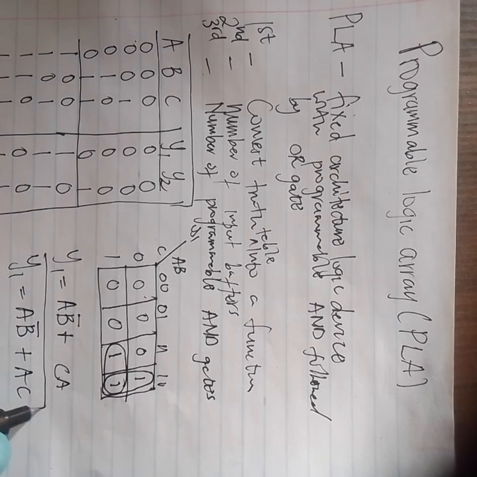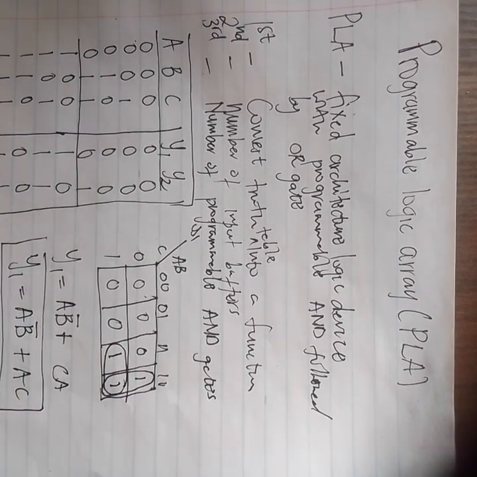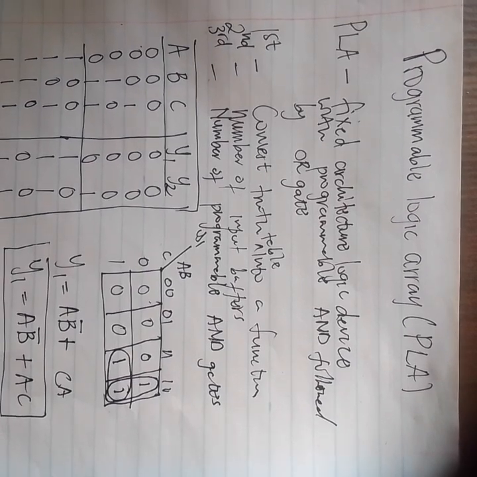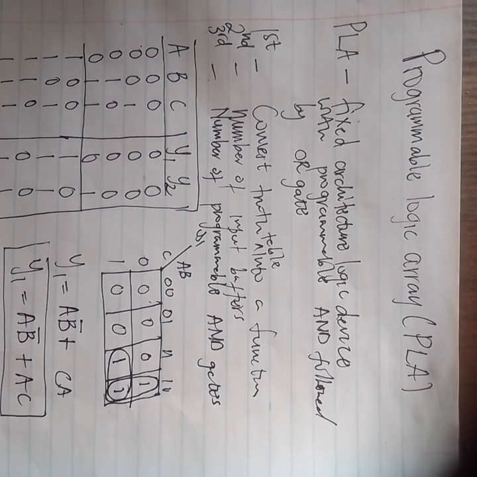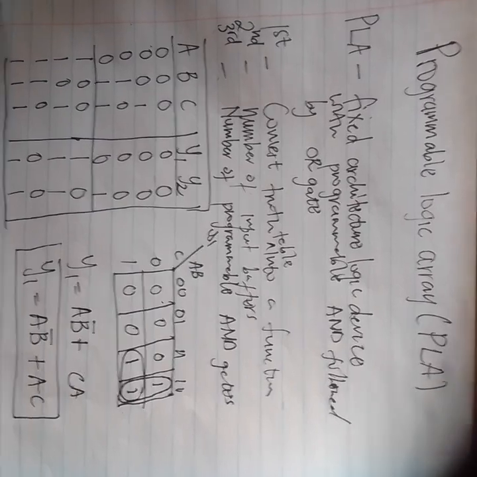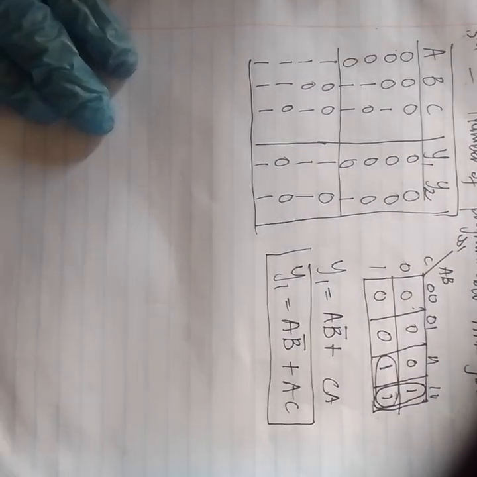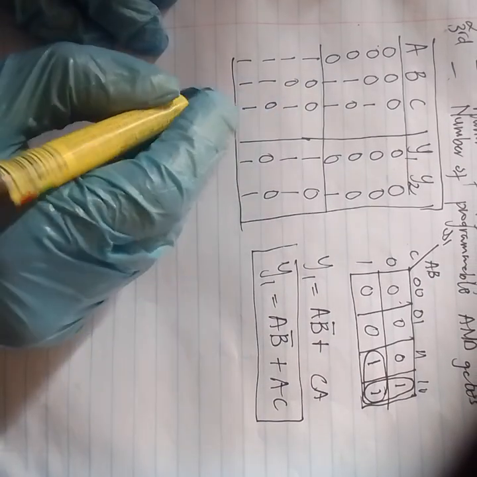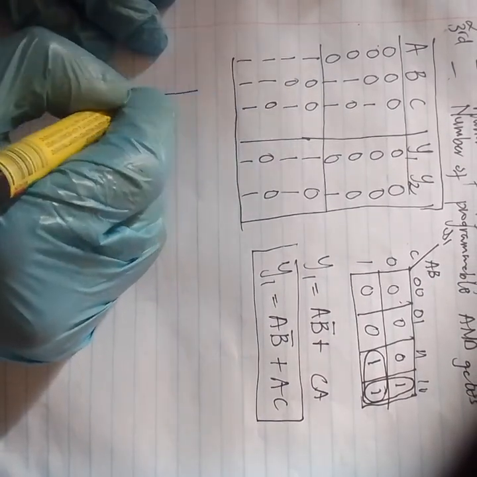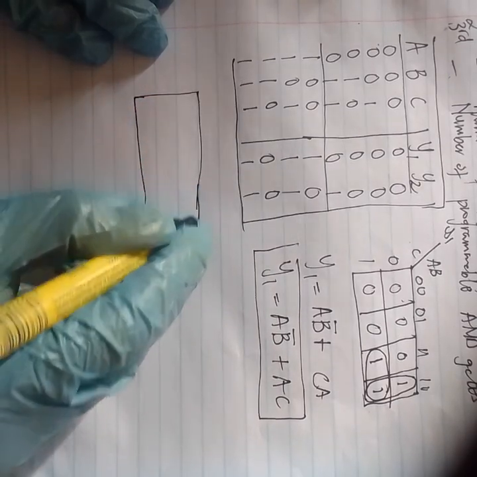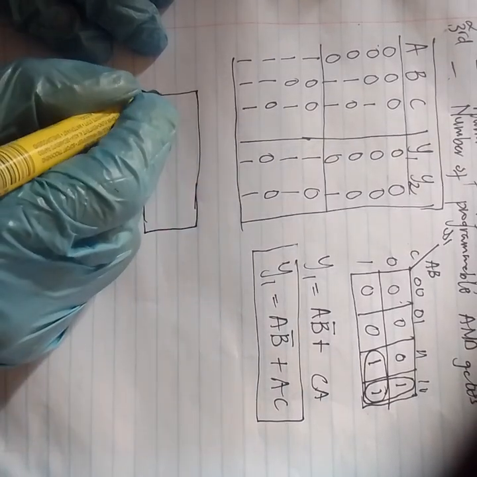This is our first function. Let us do the second function. In order to find the second function, we again have to find the K-map of Y2. Let us now do the K-map for Y2. This is a K-map for Y2.